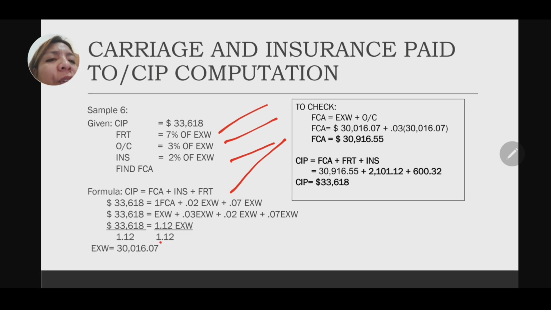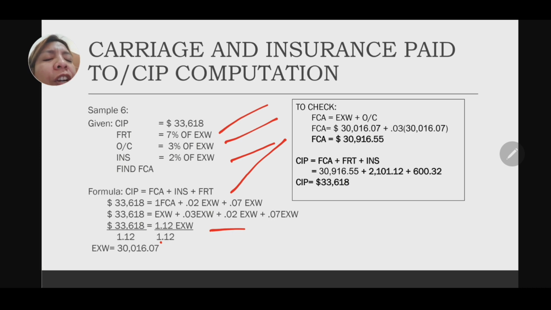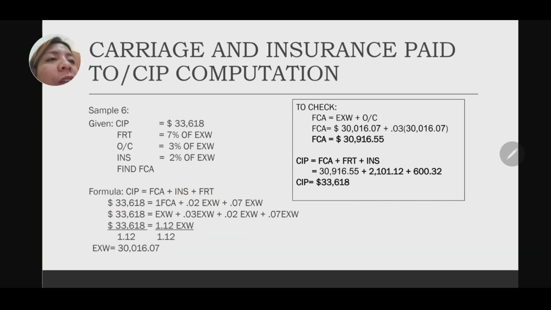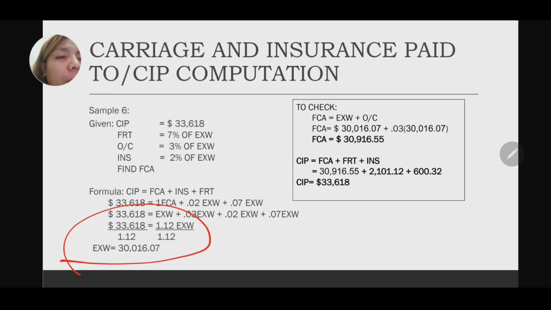Now that you already have your similar terms, you just need to add them. You'll get 1.12 Ex Works. Then you're going to have the equation 33,618 is equal to 1.12 Ex Works. To simplify, you just need to divide both sides of the equation by 1.12. Now that you have divided it using your calculator, you'll get the value of your Ex Works as $30,016.07 US dollars.